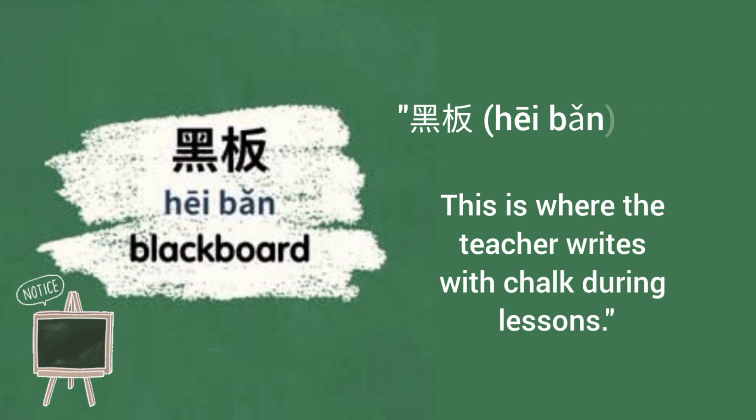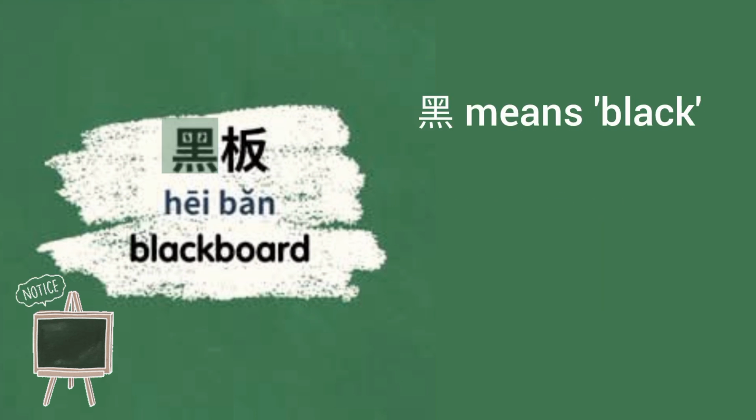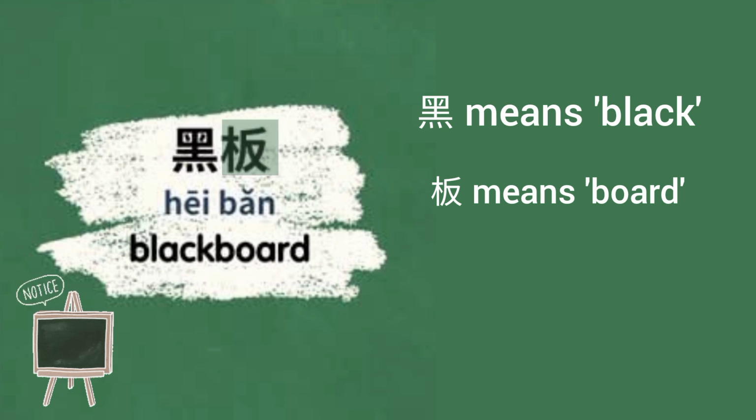First character is 黑, it stands for black color. Second character is 板, it stands for board, so together it makes 黑板, blackboard. Hope you learn it. Let's watch useful examples.